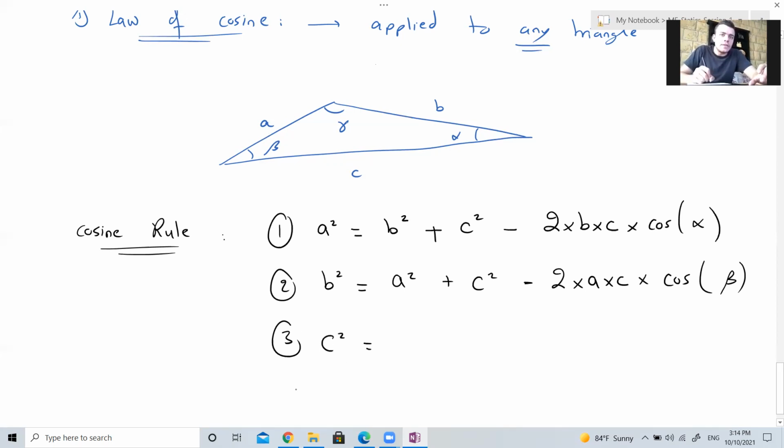You can tell me the third rule, starting with c squared. c squared equals what? a squared plus b squared, minus 2 times a times b times cosine gamma. Gamma, yes. Okay, it's clear. Very good.